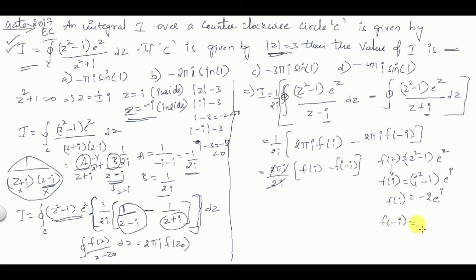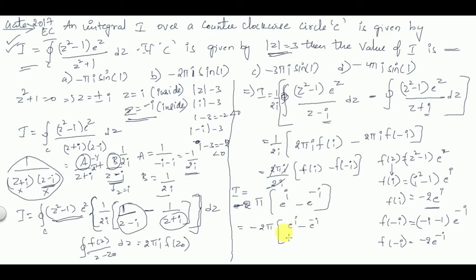Similarly, we need f of minus i also. It will be i square only, so minus 1 minus 1, which is minus 2, into e power minus i. So this will be minus 2 into e power minus i. This is f of minus i. So pi into f of i, which is minus 2, so I will take minus 2 common outside. So minus 2 into pi into (e power i minus e power minus i). So minus 2 pi into (e power i minus e power minus i) by 2i.